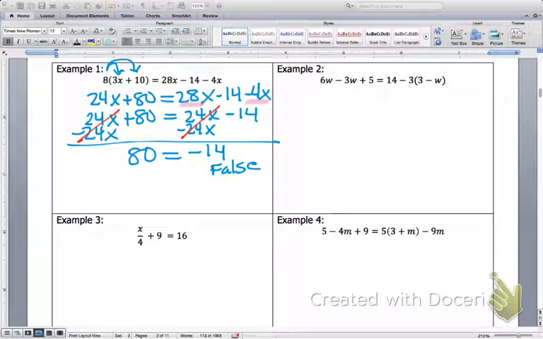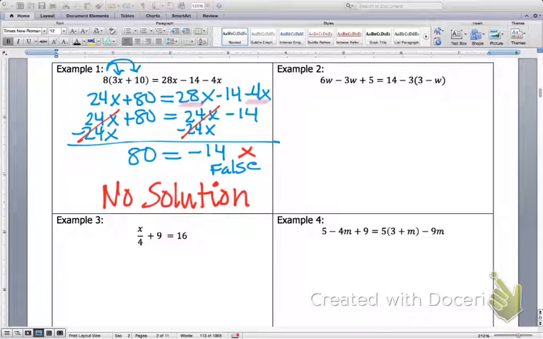So because my statement is false, that means I have no solution. So we just write down the words no solution. So this equation has no solution. There is no x term that you can plug into these x's here where the left side will equal the right side. Let's go ahead and do number 2.